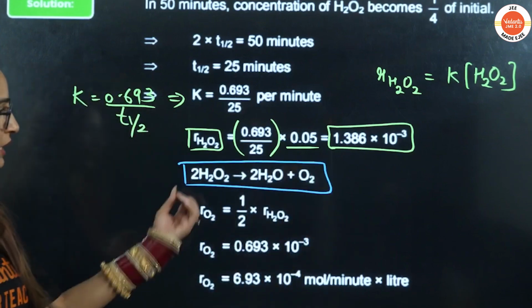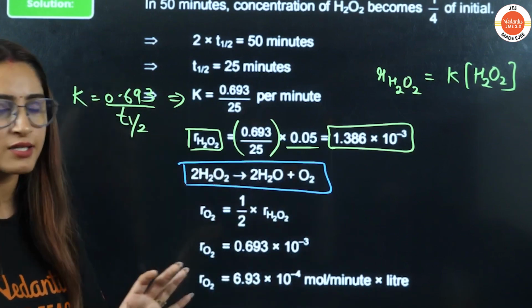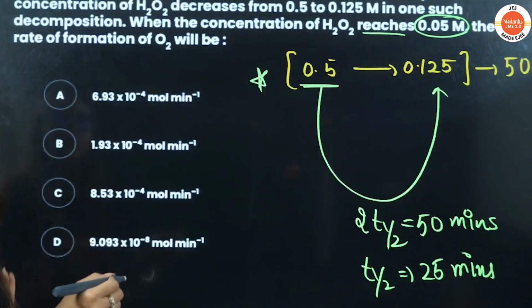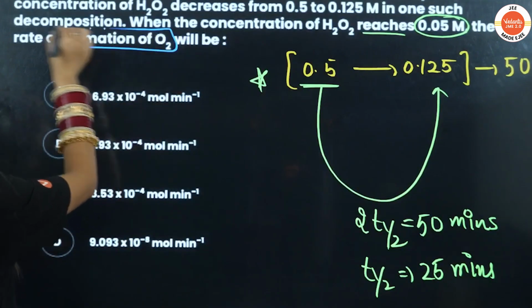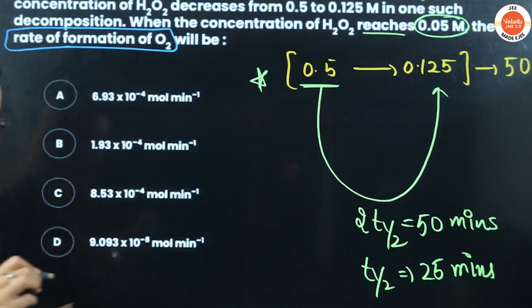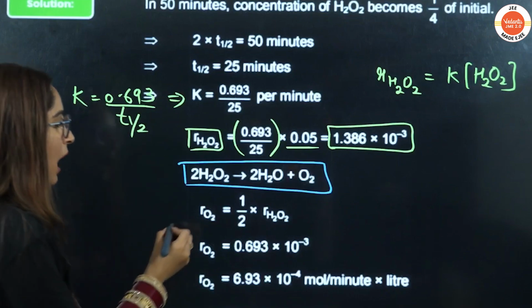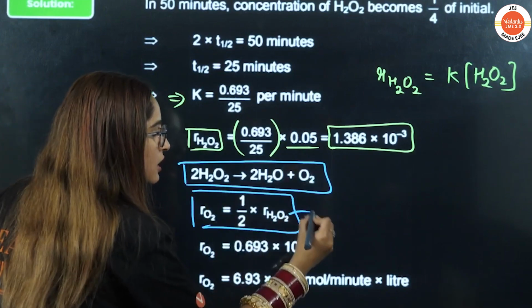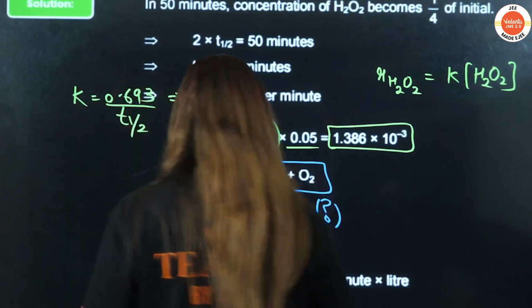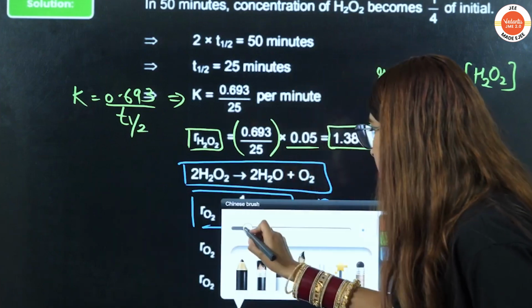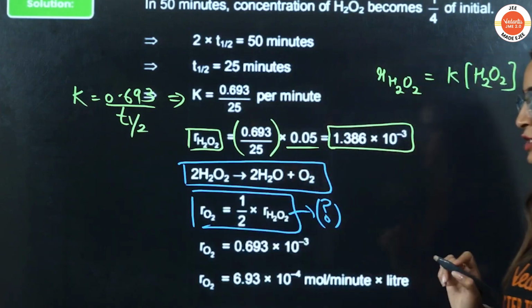In this decomposition reaction, when you balance it out, now what we have to find out is the rate of formation of O2. Right. So, ma'am, how did you get this expression? Ma'am, how can you directly get this expression? That is the major point here. Right. So, I'll tell you how we got this expression.